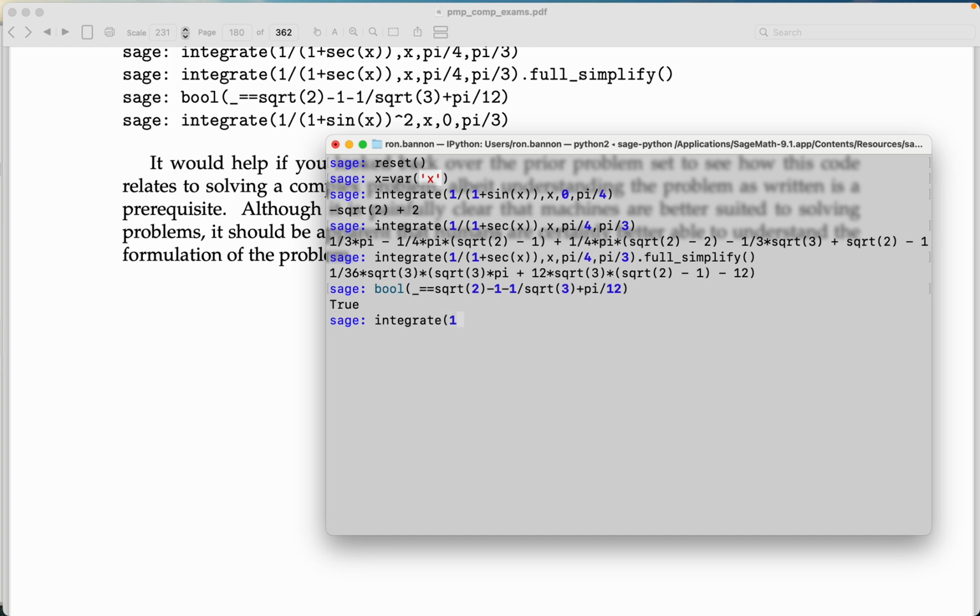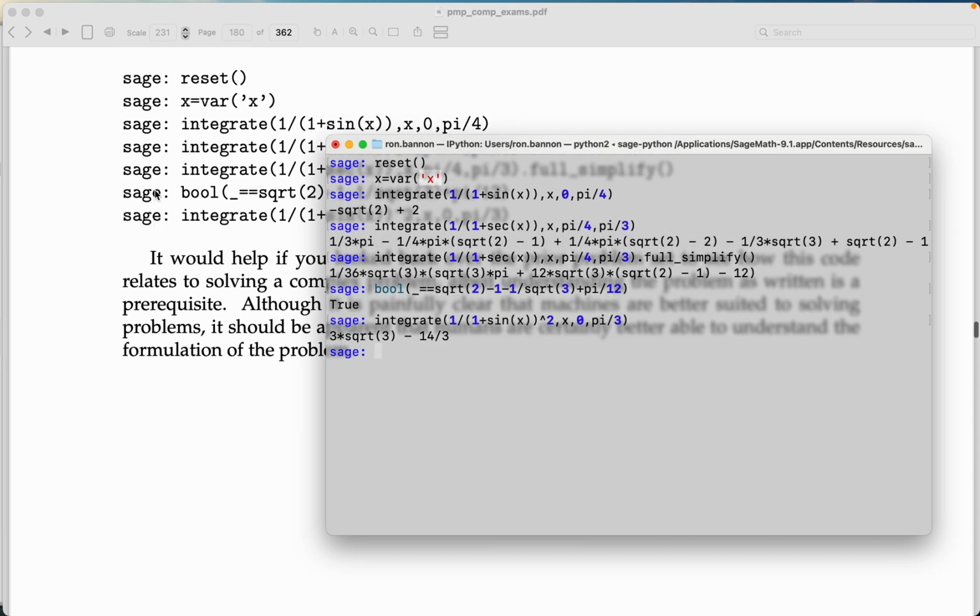All right. Let's do the last line, which is integrate. And 1, let's see, divided by 1 plus sine of x. Looks like they're going to square that now, right? x from 0, whoops, to pi over 3. Yep, we got it.